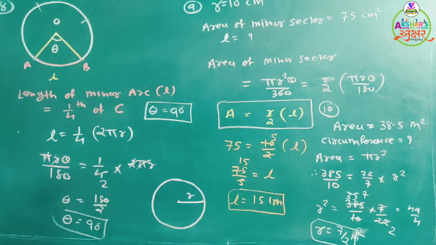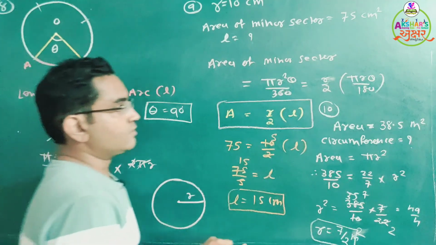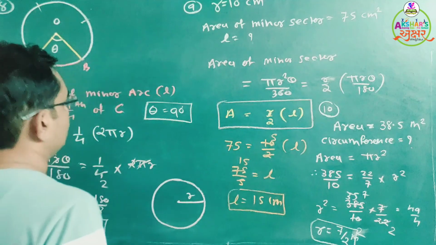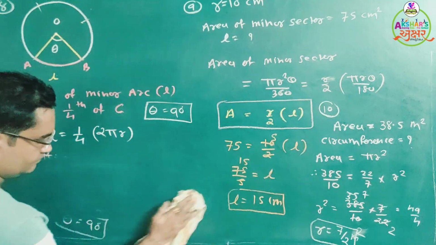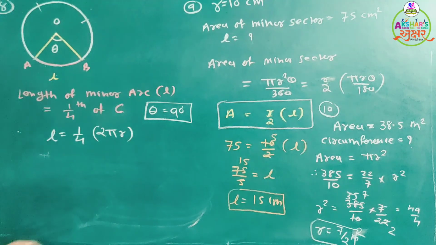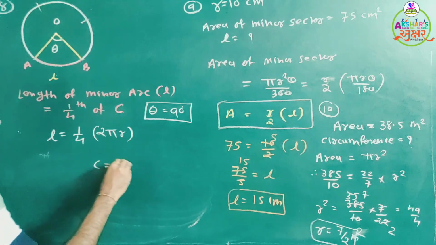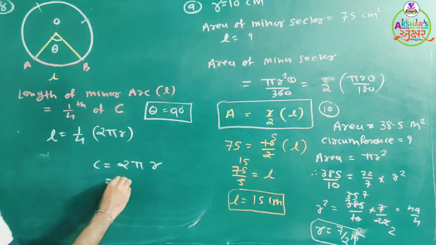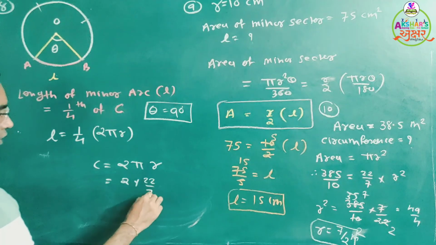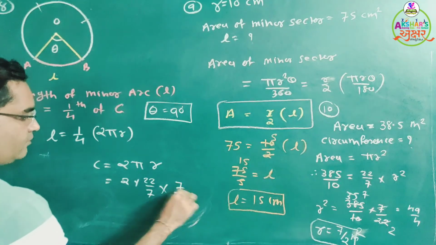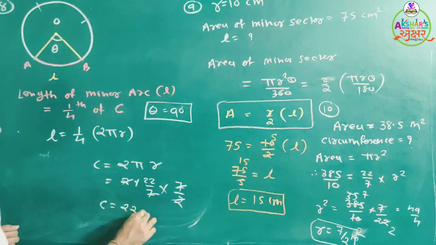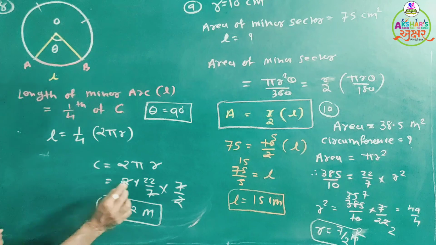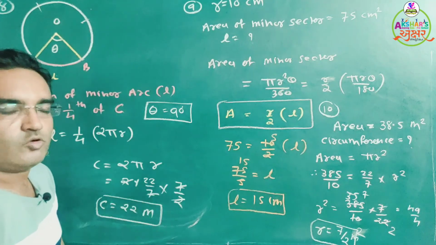So if the radius is 7/2 meter, what will be circumference? Circumference क्या होगी? चलो, इसके पहले आप नोट डाउन कर लो। So here you have to find circumference. So circumference is 2πr. So it's 2 into π, 22 by 7, and r is 7 by 2. 2 से 2 cut, 7 से 7 cut. So C equal to 22 meter. C equal to 22 meter is the circumference of this circle.